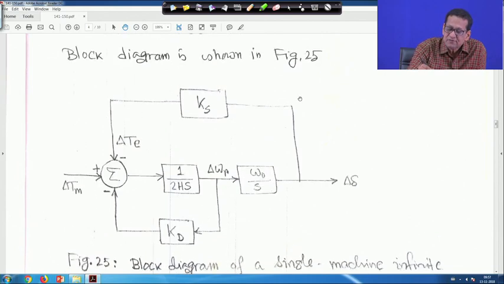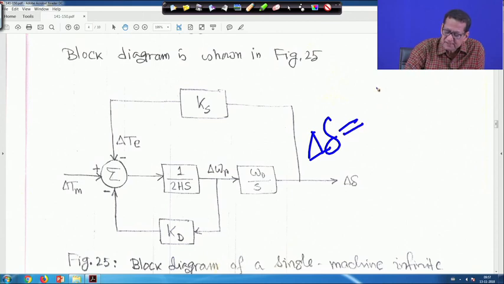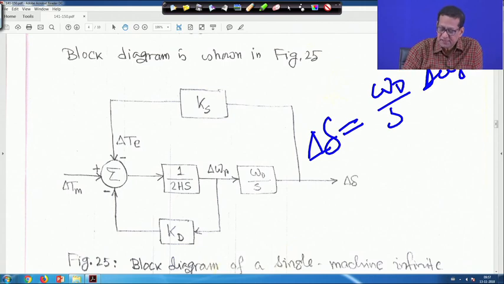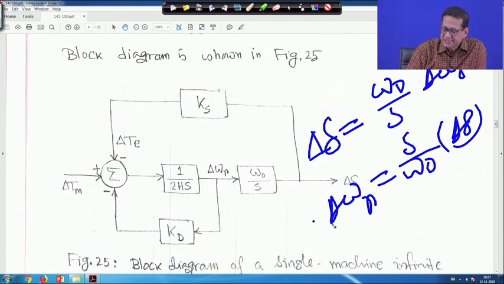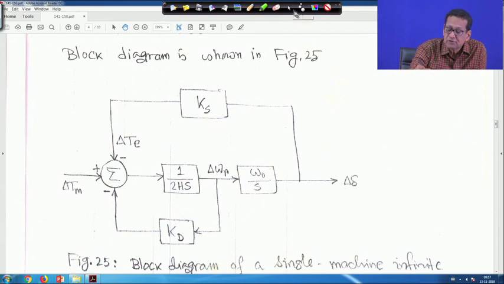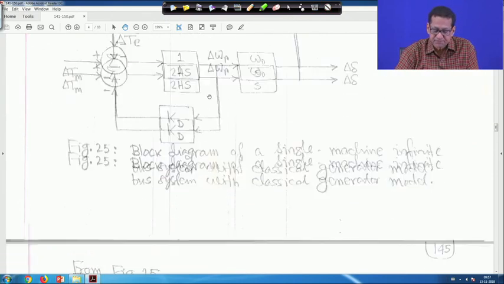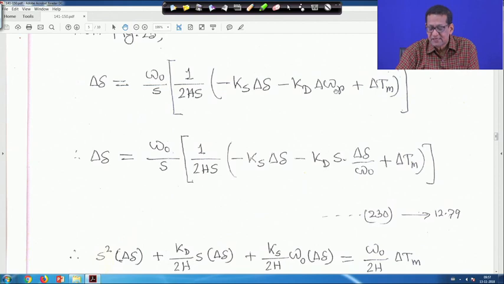I am writing here, just hold on. From here, delta delta is equal to omega 0 by s into delta omega r. Therefore, delta omega r is equal to s by omega 0 into delta delta. So you substitute this delta omega r is equal to s by omega 0 delta delta. If you do so, it is coming delta omega r is equal to minus K d s delta delta upon omega 0 plus delta T m. This is equation 230.